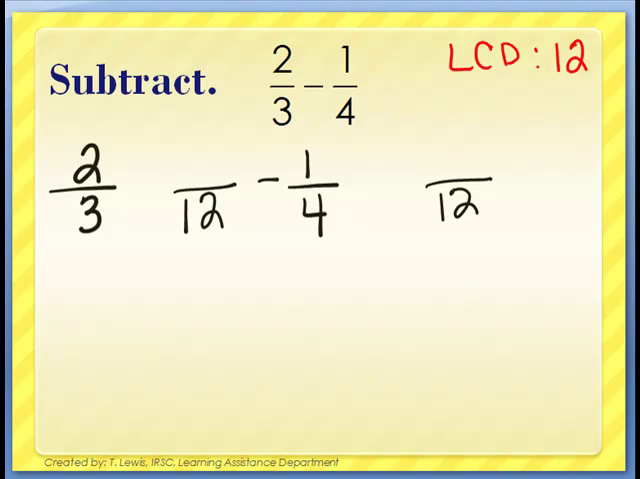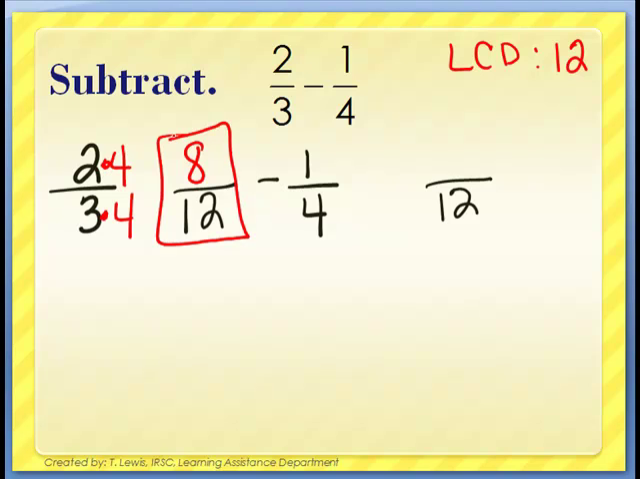Write the equivalent fraction. So what will you have to multiply 2/3 by to get it into twelfths? Well, we're going to times that by 4. 3 times what gives you 12? That's 4. We times 4 in the denominator as well as the numerator, and 2 times 4 is 8. So that's our first fraction that we converted.